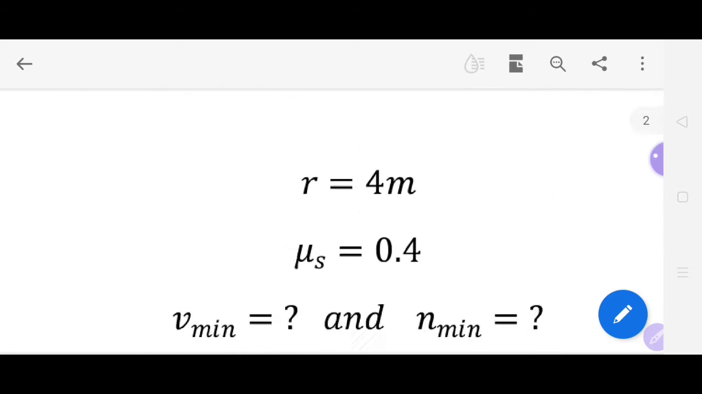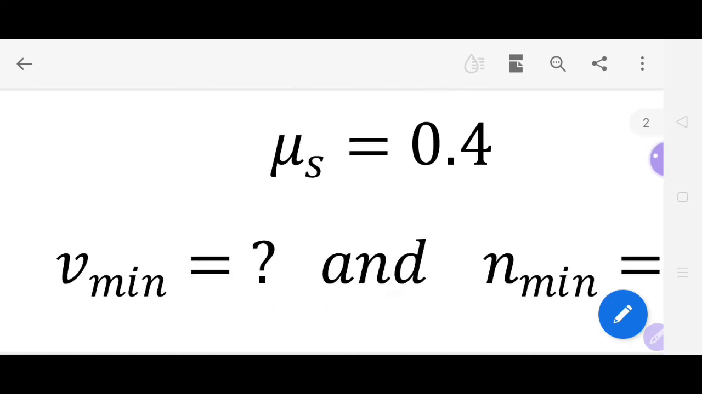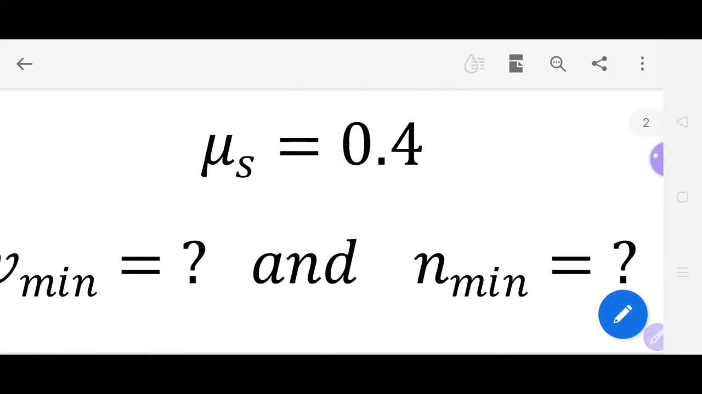So in this problem, first of all we are writing down the given data. First, r is equal to radius is equal to 4 meter, and coefficient of static friction, that is mu s, is equal to 0.4. We have to take g, the gravitational acceleration, as 10 meter per second square. Our target is v minimum and n minimum frequency.